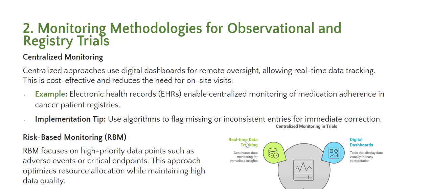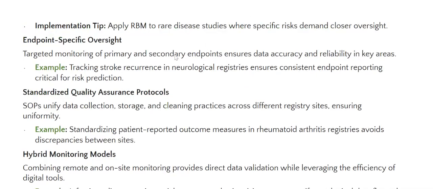Prior to continuing, here we have a summarized diagram on centralized monitoring in trials: real-time data tracking, digital dashboards, and remote oversight. Continuing with the monitoring methodologies, first we have the implementation tip for risk-based monitoring: apply RBM to rare disease studies where specific risks demand closer oversight. Continuing with point-specific oversight. Targeted monitoring of primary and secondary endpoints ensures data accuracy and reliability in key areas. Example: tracking stroke recurrence in neurological registries ensures consistent endpoint reporting, critical for risk prediction.